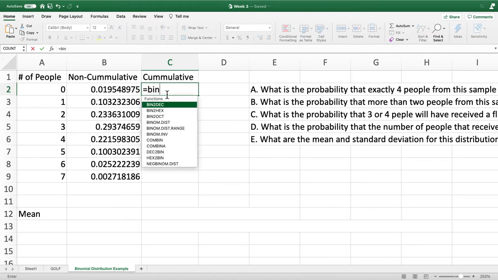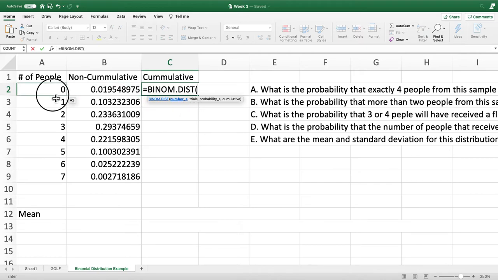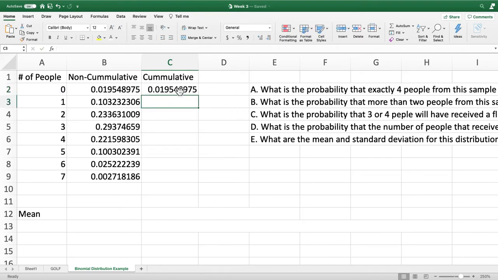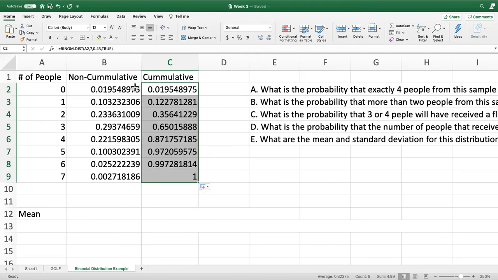So equals the binomial distribution. And again, we want to start with our number. Our total trials is 7. The probability is 0.43. And this time we want true, because we want it to be cumulative. Close the parenthesis and hit enter. This first one should always be the same, cumulative or not. And then once you drag it down, it will add all of the previous ones together.